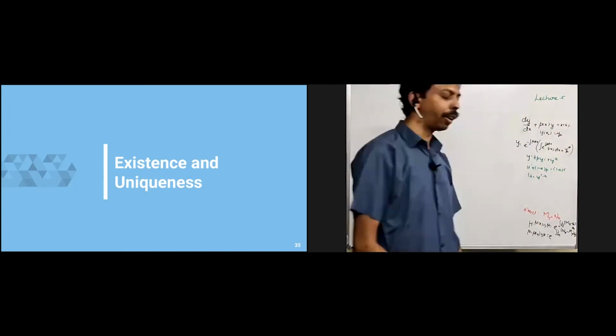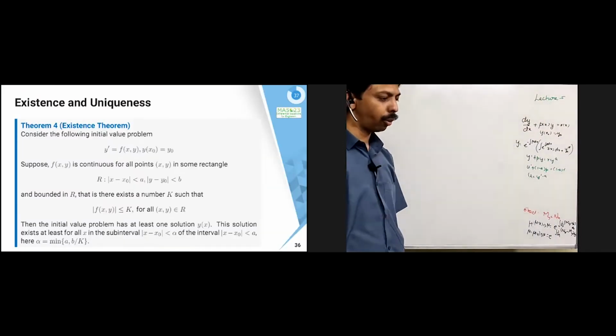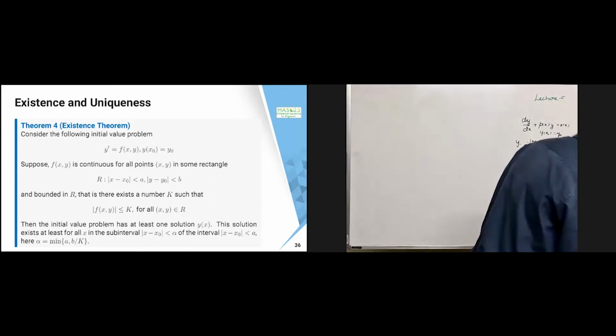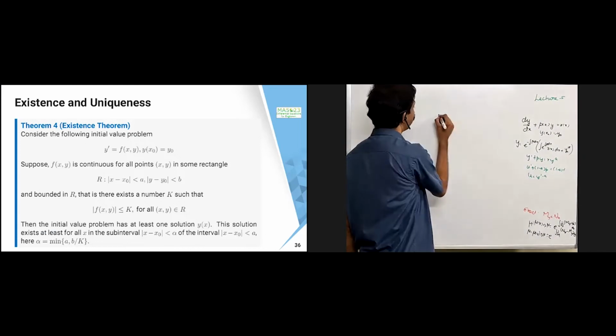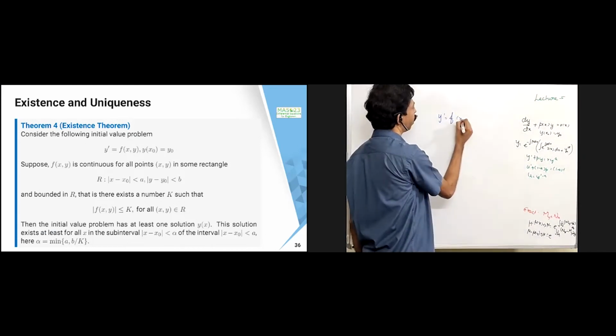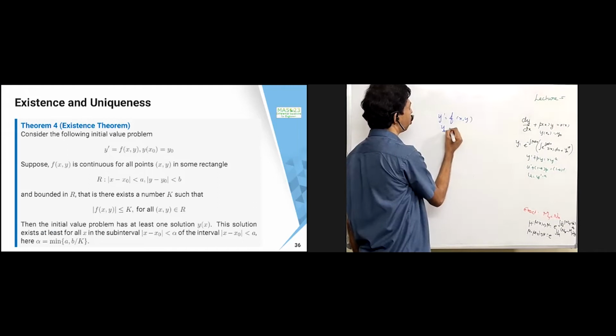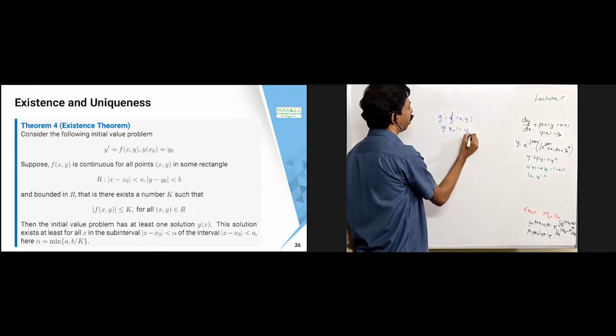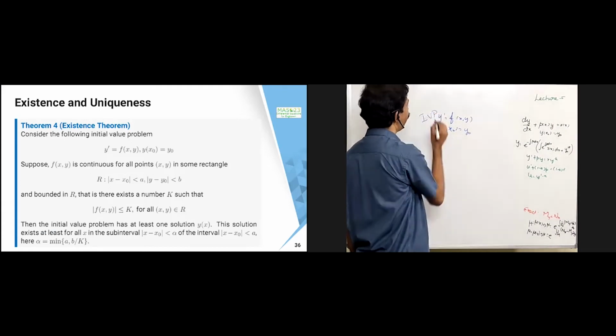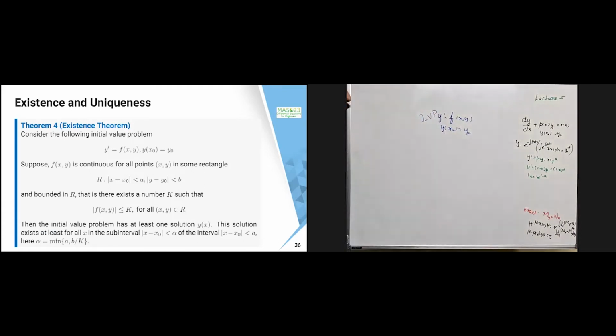If this r of x is continuous, then using the fundamental theorem of calculus, you are going to get the solution of the problem, and uniqueness also comes. But in general, we have the general setup y dash equal to f of x comma y, with y of x naught equal to y naught. For this initial value problem, we are going to check whether the solution is going to exist or not. I'm not going to give the proof of this theorem. I'm just going to state the theorem.